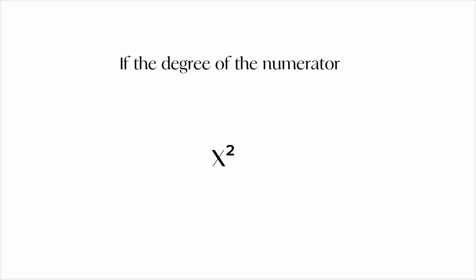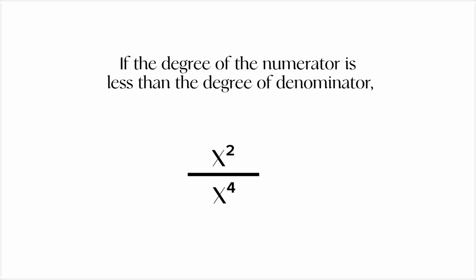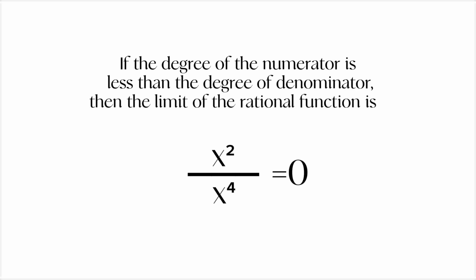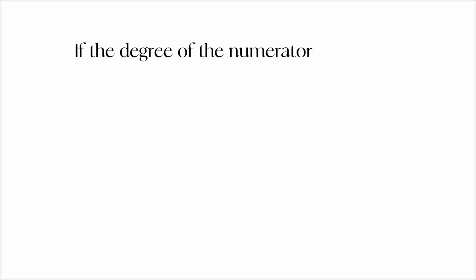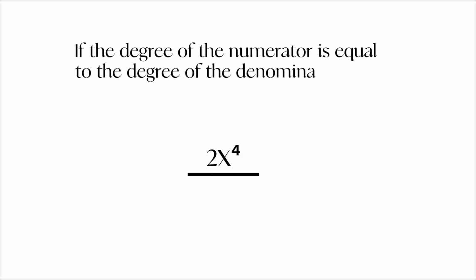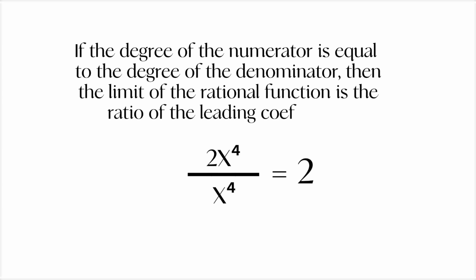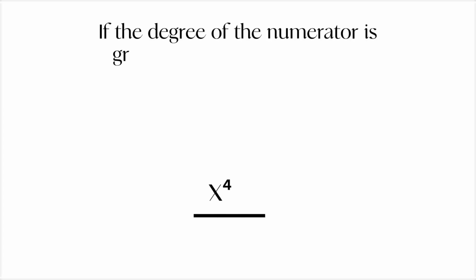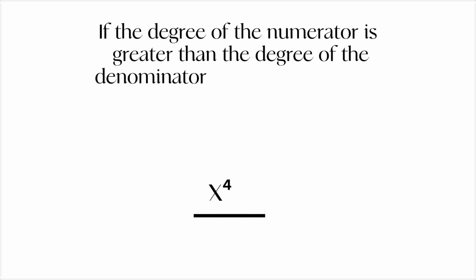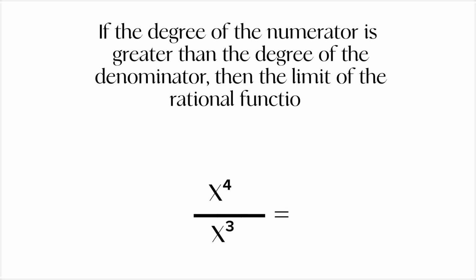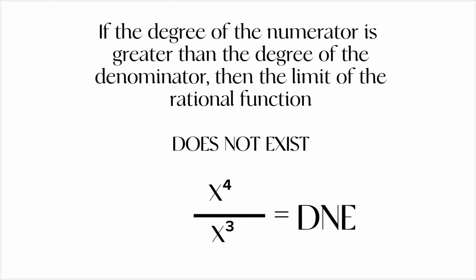So the first guideline: if the degree of the numerator is less than the degree of the denominator, then the limit of the rational function is 0. For the second guideline, if the degree of the numerator is equal to the degree of the denominator, then the limit of the rational function is the ratio of the leading coefficients. For the third and last guideline, if the degree of the numerator is greater than the degree of the denominator, then the limit of the rational function does not exist.